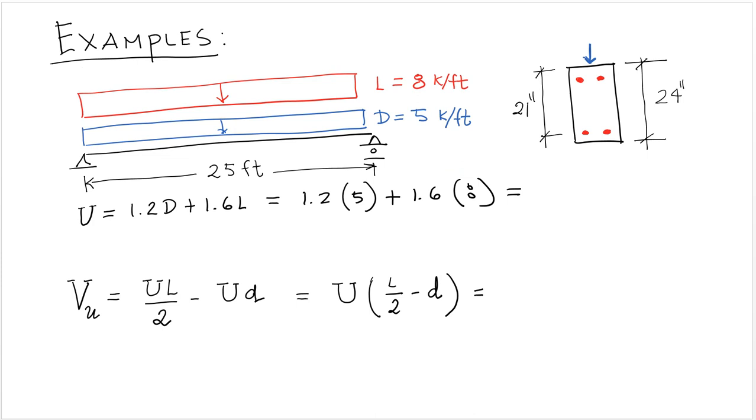So if you look at this example here, let's just try to solve this to have a sense of how much of a reduction we are getting from taking the critical section at a distance d away from the support. Say you have a live load of 8 kip per foot, a dead load of 5 kip per foot. You compute the ultimate load combination, which is 1.2 times 5 plus 1.6 times 8, and you get 18.8 kips per foot.